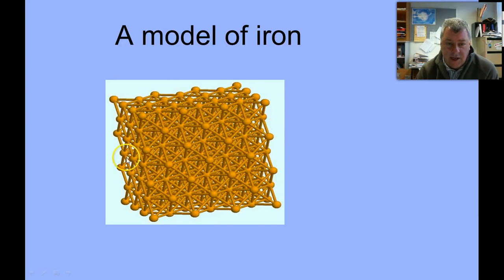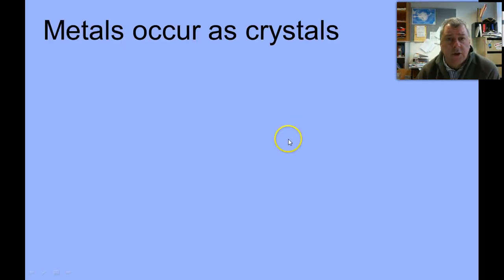Again, you can draw it like a lattice, but that's not a really good representation. This is just iron, where you can see that the iron cations are all regularly arranged. So metals can occur as crystals. If you have a lattice, if you have a regular structure, it's a crystalline substance.